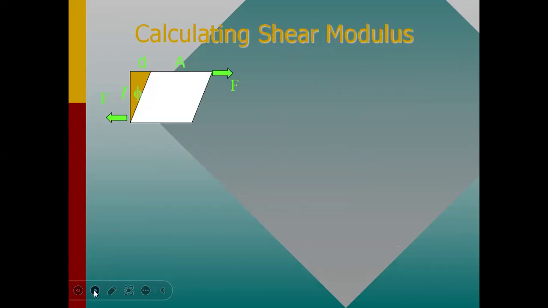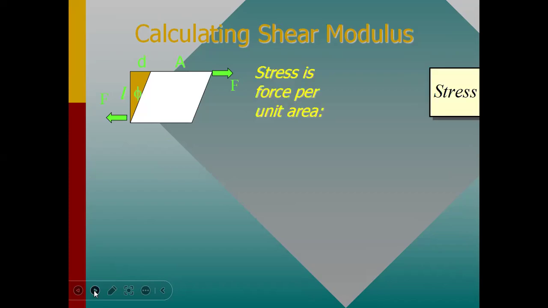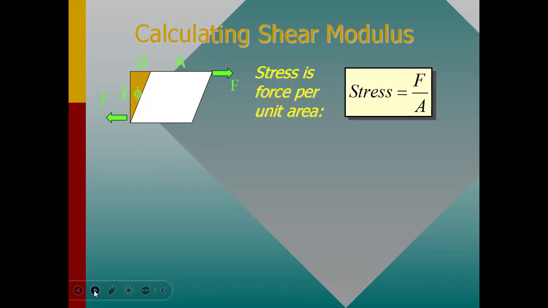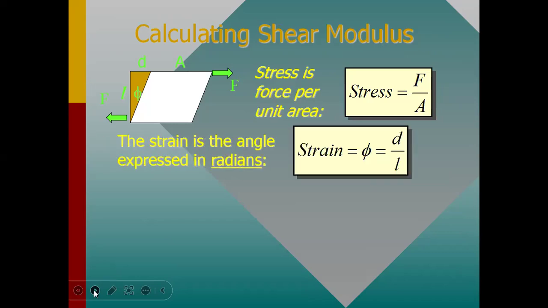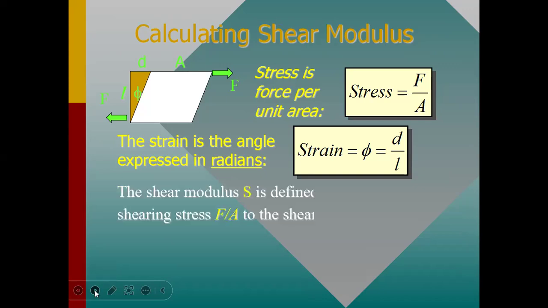So calculating the shearing modulus in this case: stress is the force per unit area, you must know the formula. Stress equals force per unit area, F by A. The strain is the angle expressed in radians, and this is d divided by L, the change in length divided by the original length.